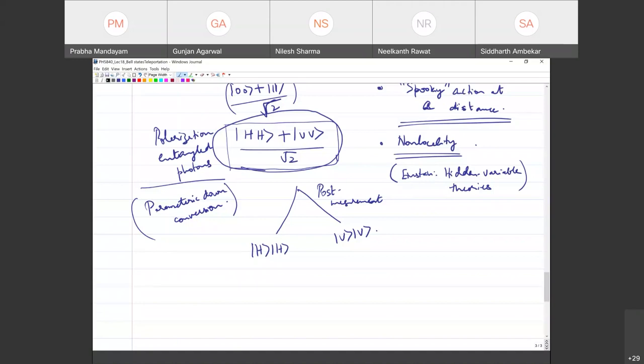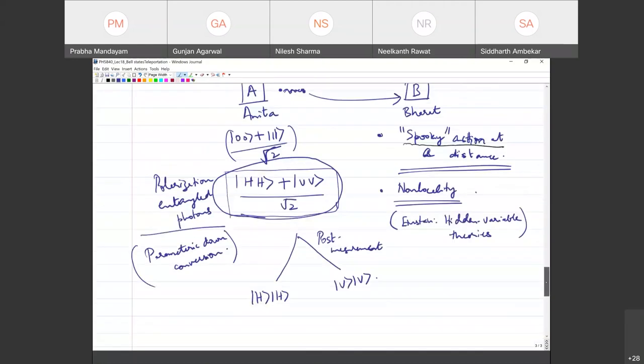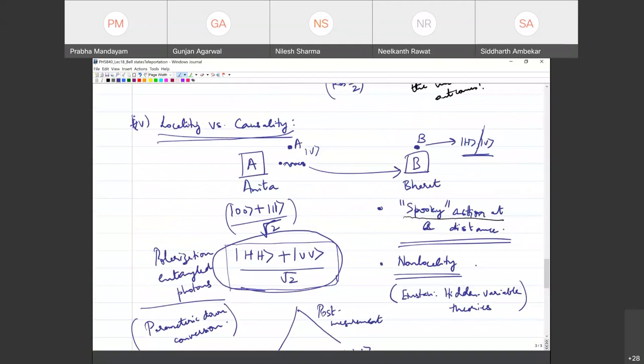Okay, so let me just add one final comment here, that this whole idea that there is some spooky action at a distance happening, the way we today resolve it is by saying that there is no physical manifestation of such a spooky action at a distance, in the following sense. Between Anita and Bharat, there's no faster than light communication happening, or no violation of special relativity in that sense. Because as we will see now with teleportation, for example, you cannot really use these states to physically realize such a spooky action at a distance phenomenon.